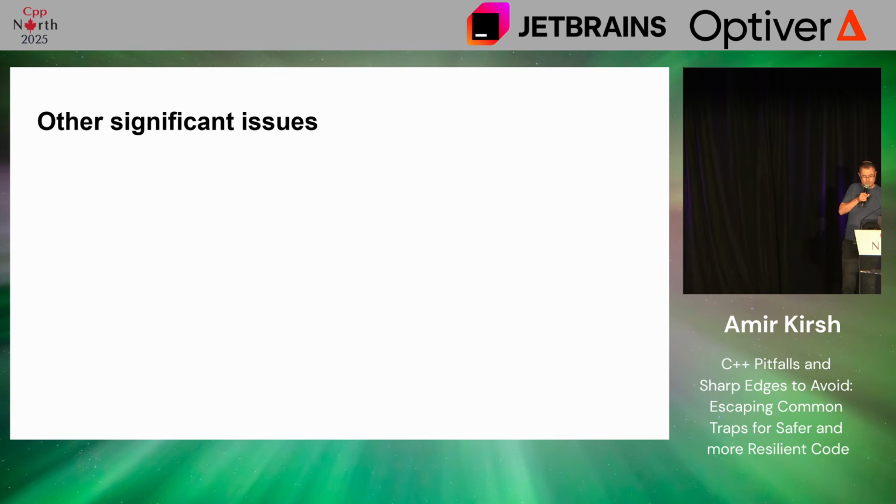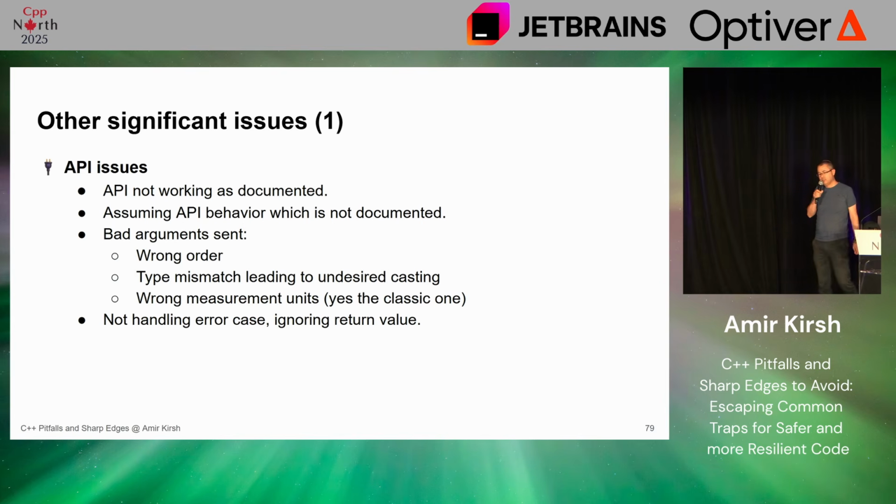Other significant issues. API issues. An API that is not working as documented. Why? Because of excuses, things. How do we deal with that? We usually trust the API that we're using. So let's assume that our unit tests work. When we unit test, do we work with the external API? No, we use mocks.